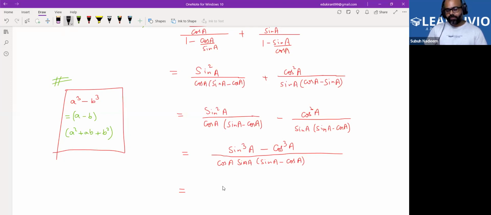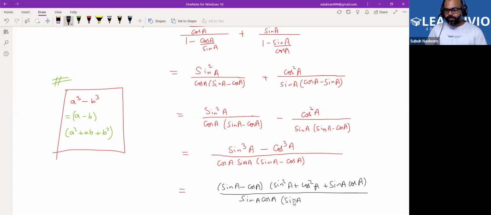You should remember. So this will become a cube minus b cube as sine A minus cos A, and this will become sine square A plus cos square A plus sine A into cos A upon sine A into cos A into sine A minus cos A. Just try this and then we will discuss further. Write also till here.